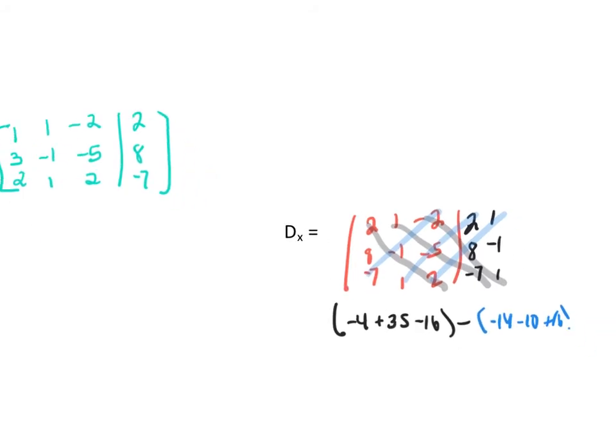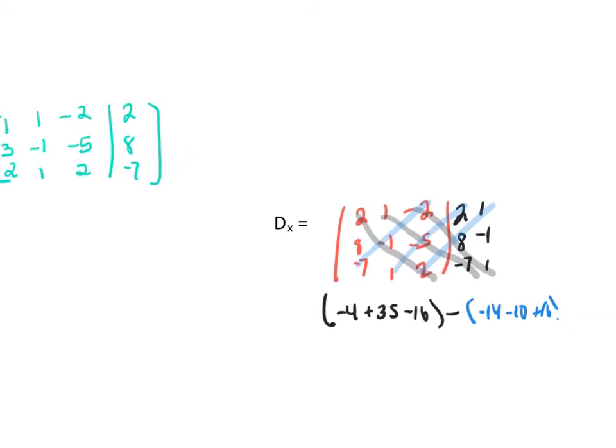So now we just do some basic math calculations. Negative 4 plus 35 minus 16 is going to give me 15. Minus negative 14 and negative 10 plus 16, and that gives me negative 8. So then I have 15 minus a negative, so 15 plus 8. My d sub x equals 23.